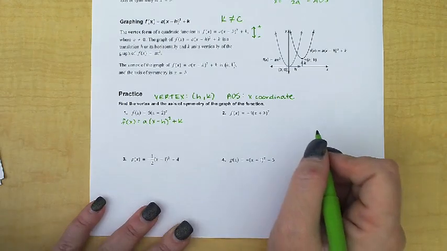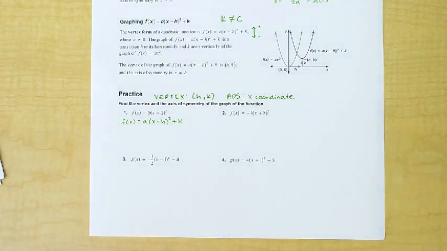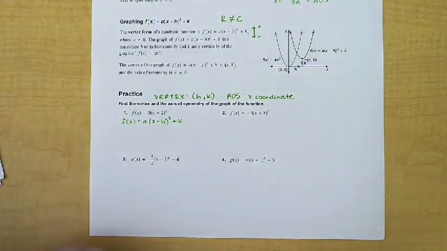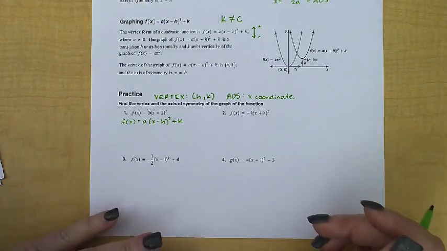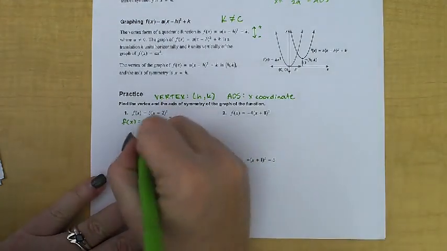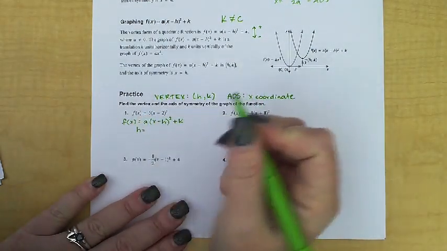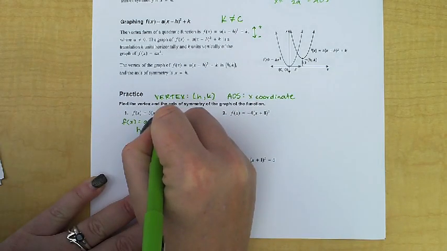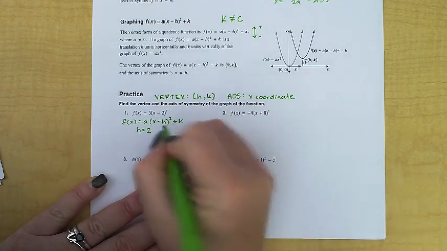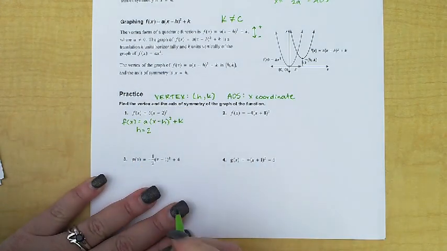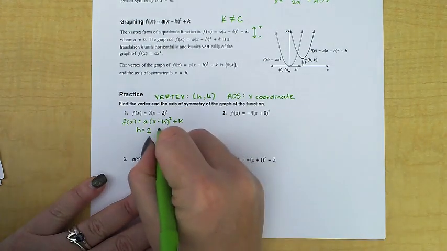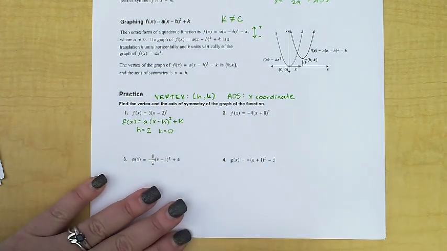I'm sorry, not our standard form, our vertex form. So our vertex form again is a times (x minus h) squared plus k. Well, we know that our h is going to equal 2. And our k, well, we don't have one. So our k is going to equal 0.